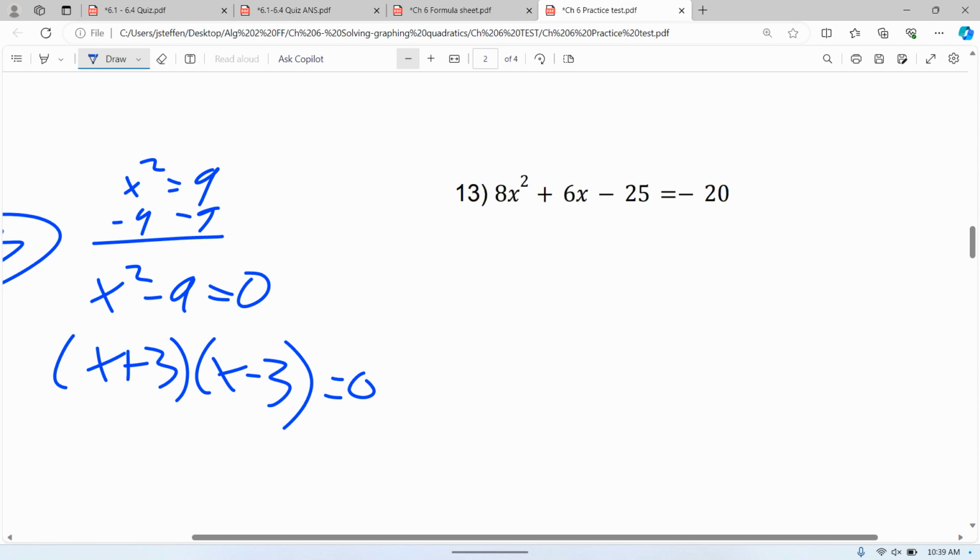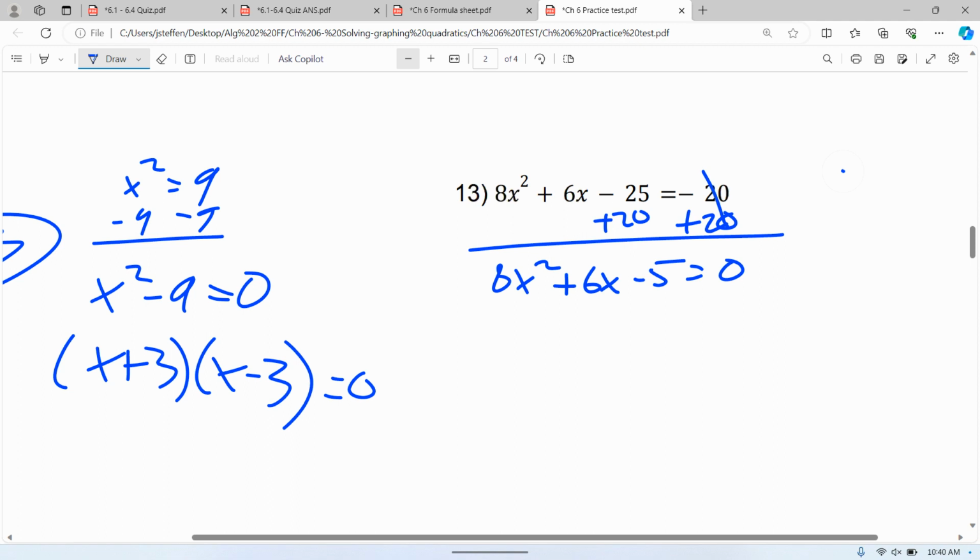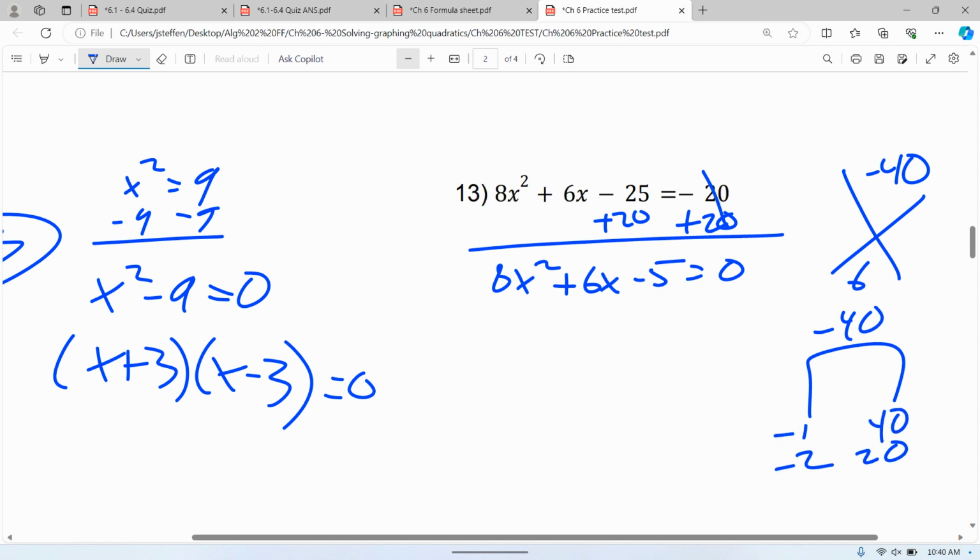Now, number 13, this is a good example of one that if you try to use factoring, 8x squared plus 6x, negative 25 plus 20 is negative 5. So one thing, if you try to use factoring, you get factors of negative 40 that add up to be 6. That is 1, negative 1 and 40, negative 2 and 20, negative 4 and 10, negative 5 and 8. We already did this earlier. But any of those add up to 6? No, none of them do. So this one can't factor. So if you can't factor it, you have to use a quadratic formula. There's really no other option.